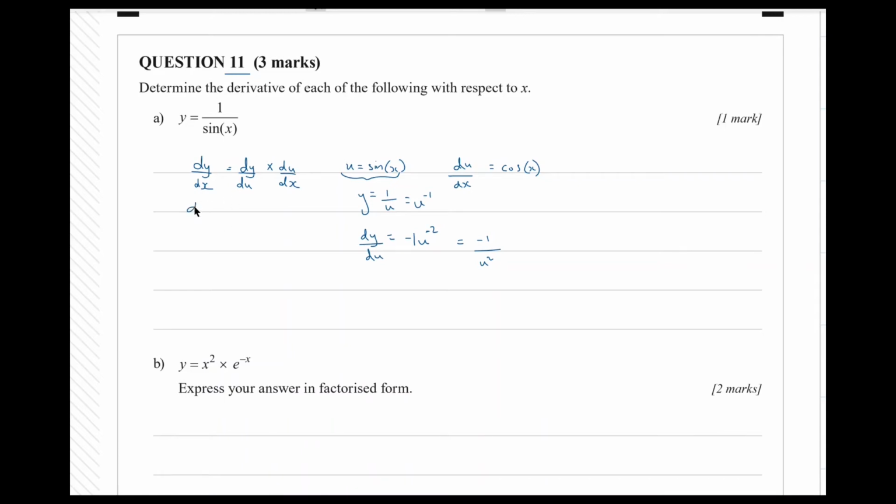So let's rewrite this now. So dy on dx is going to be dy on du, which is negative 1 on u squared, times du on dx, which is cos x. That's negative cos x over u is sine x, so we can change that to say that.